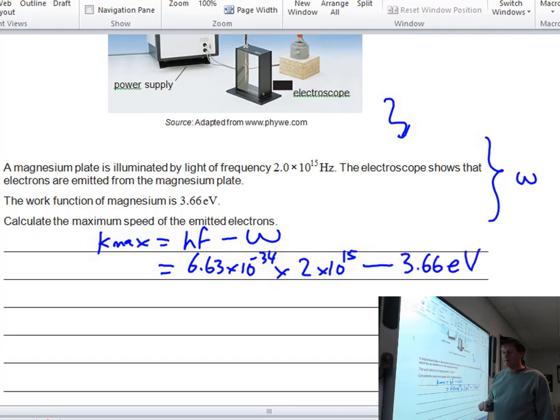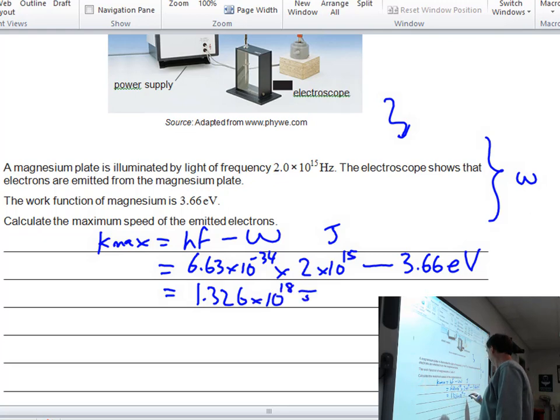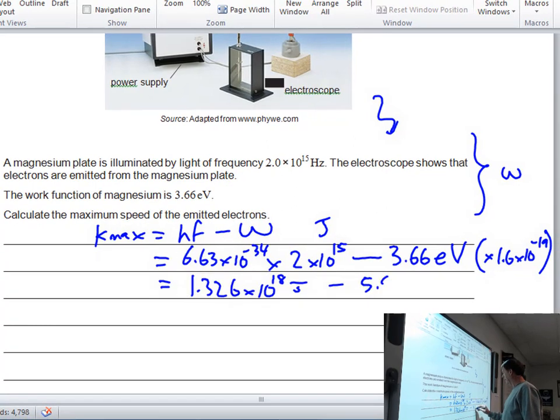Now you have to be very careful here because this is going to give you the photon energy in joules, alright? Whereas this work function has been given to you in electron volts. So either you convert this to electron volts or you convert this to joules. They're going to be the same unit. So typically we'll go to joules here. And this one here would be 1.326 by 10 to the minus 18 in joules. If we want to convert this from electron volts to joules, we need to times that by 1.6 by 10 to the minus 19 here. That gives 5.856 by 10 to the minus 19.